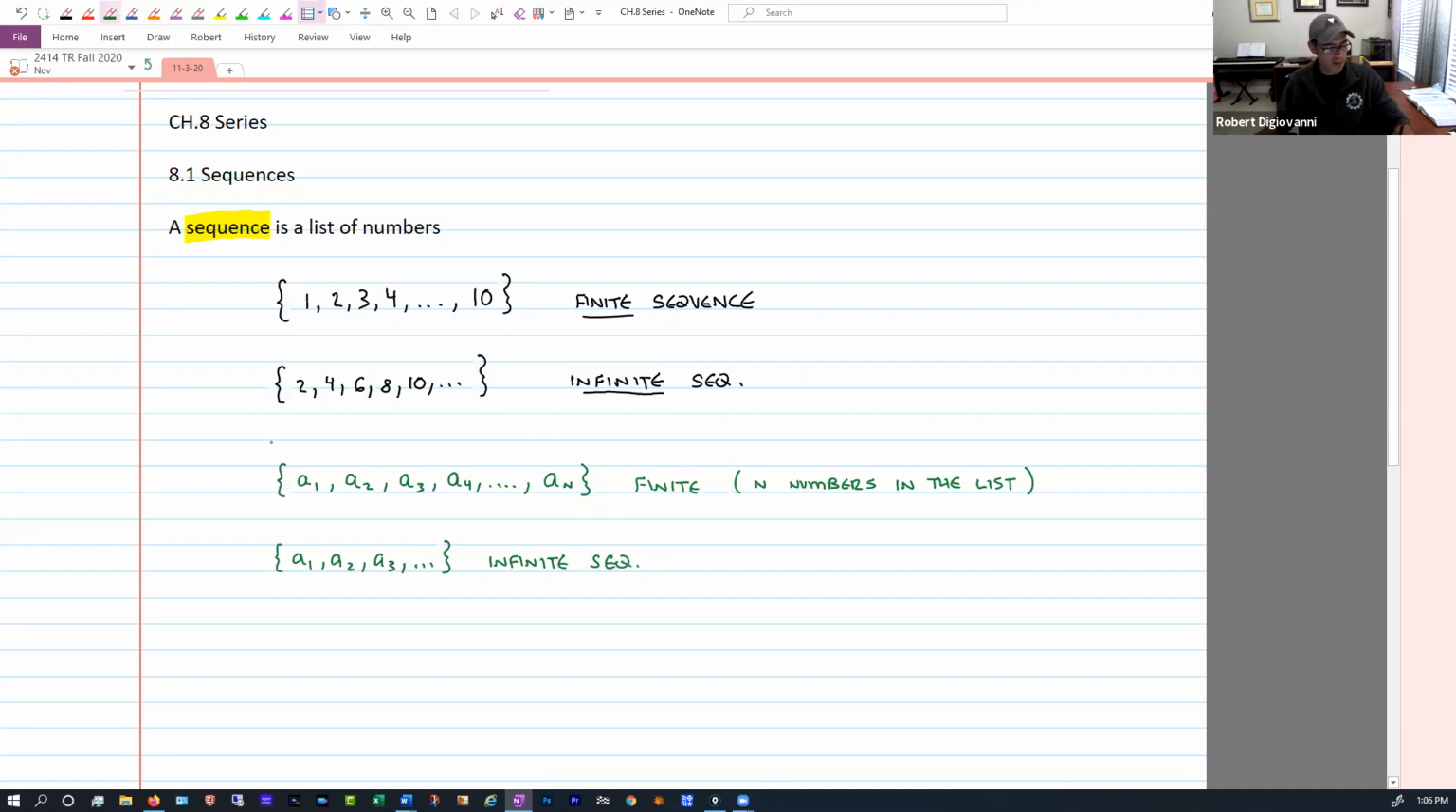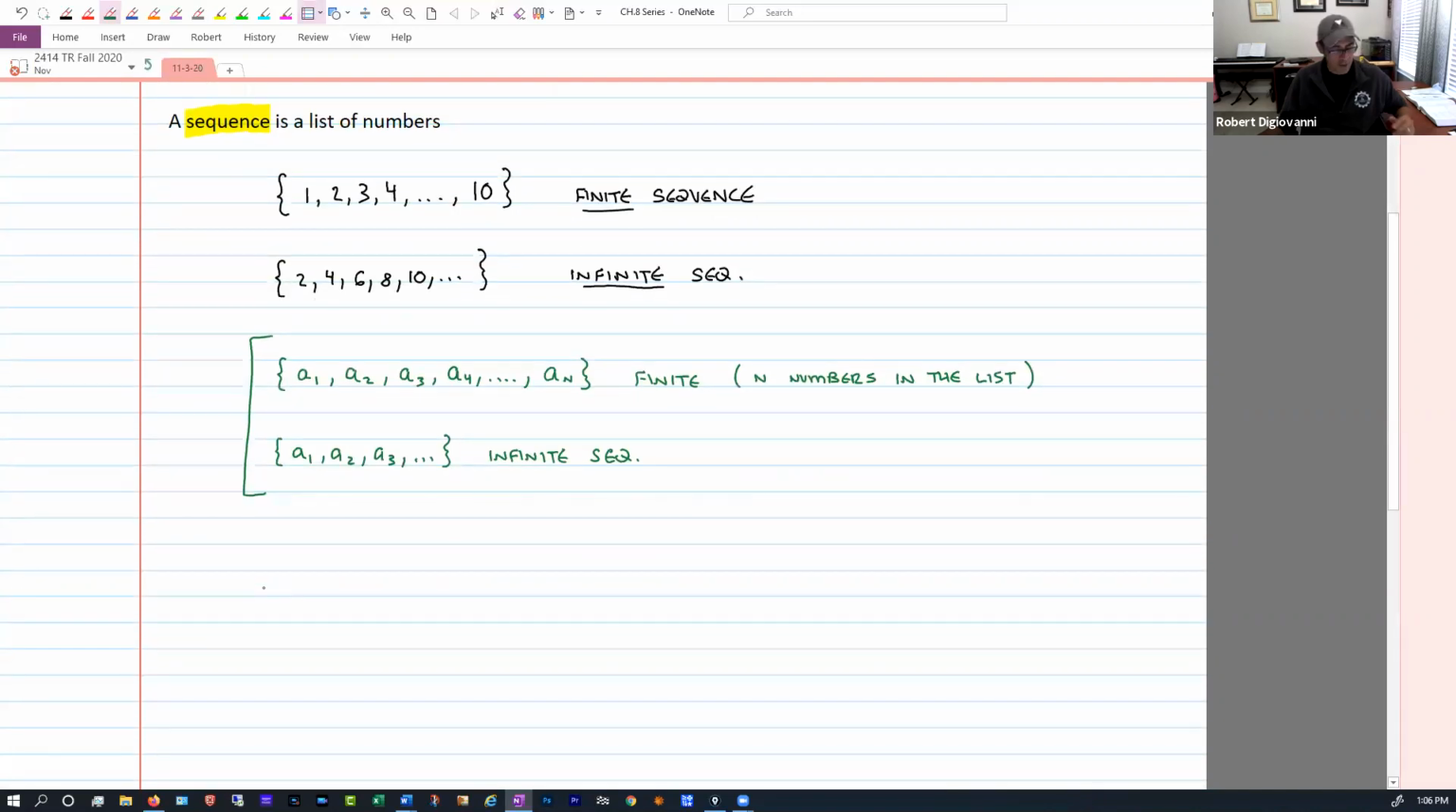So what I have here in green is the general notation that we use for sequences. Now there's other notation that we can use. If we do this, A sub K, it's kind of like the sigma notation, where you're adding a bunch of things together. Here we're not adding, we're just saying we have a list of numbers. The first one, where we start at K being one, is A sub one. Then the next number is A sub two. And we keep doing that until we get to A sub N, and we stop.